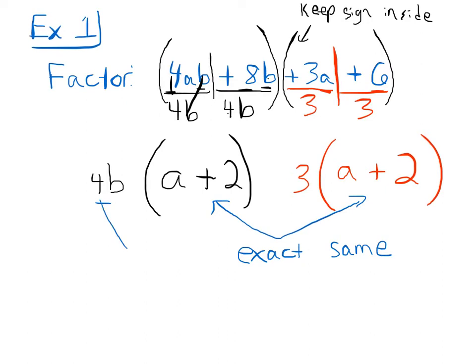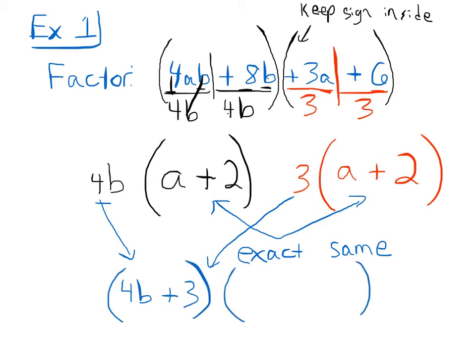So our 4b and our positive 3, we're going to bring together, and they're going to hug or come together in one binomial. So it's a 4b and it's a positive 3. So I have 4b plus 3. And then my other binomial is what I have right here, the exact same thing, right? What's left? The a plus 2.